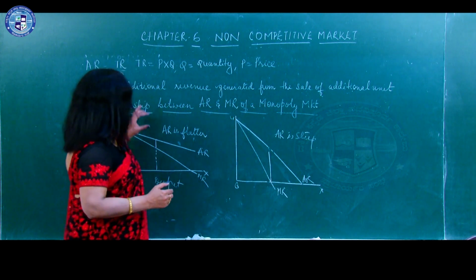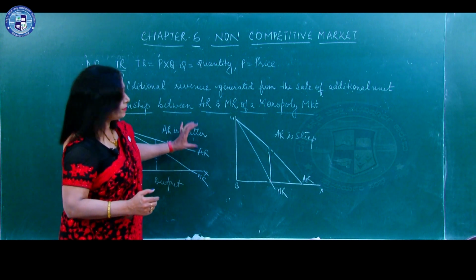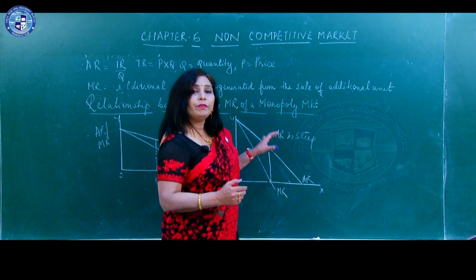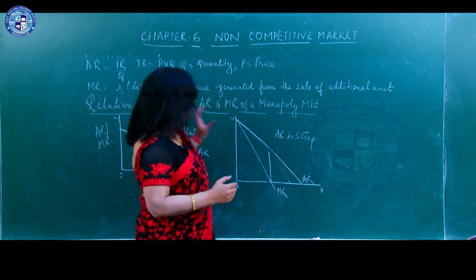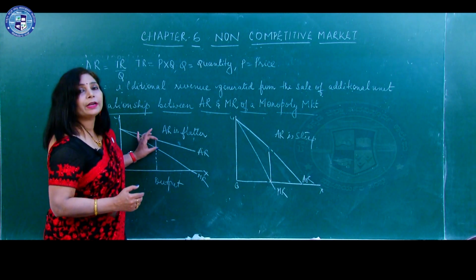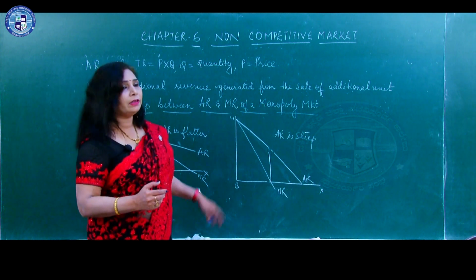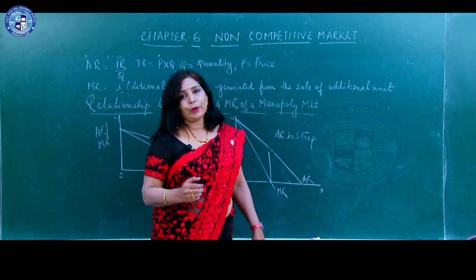A diagram, one is having a flatter average revenue and marginal revenue, and this is a steeper average revenue and marginal revenue, wherein we find that when it is steeper, the gap between the two is more, and when it is flatter, the gap between the two is less. This is the point that you must remember when we are studying the relationship between the average revenue as well as the marginal revenue of a monopoly firm.